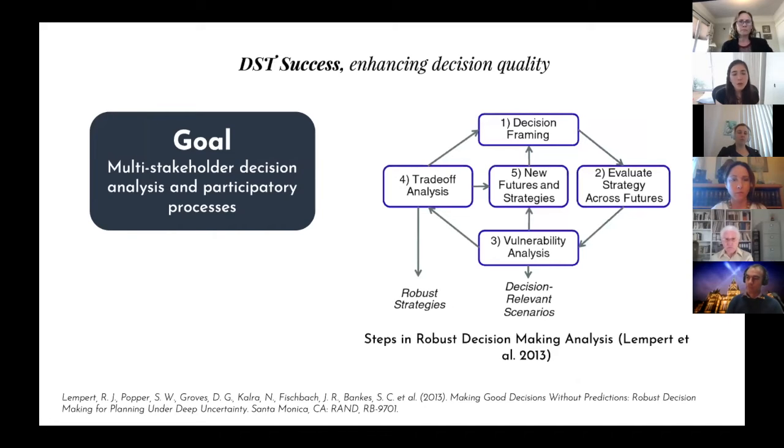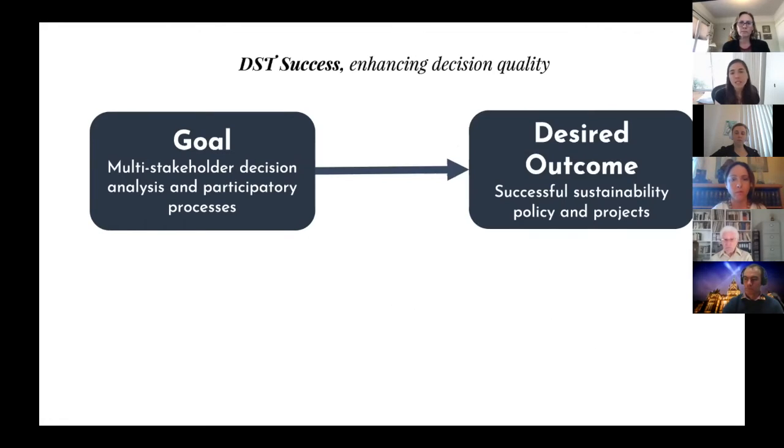Arguably, the goal of most decision support tool developers is to enhance multi-stakeholder decision analysis and participatory processes, which can take the form of structured decision-making, robust decision-making, and here we see in this figure the steps in robust decision-making analysis, and you'll hear more about that later on, or analytic deliberative processes. These processes are expected to lead to subsequent sustainability policies and projects of higher decision quality than those that did not use such approaches.